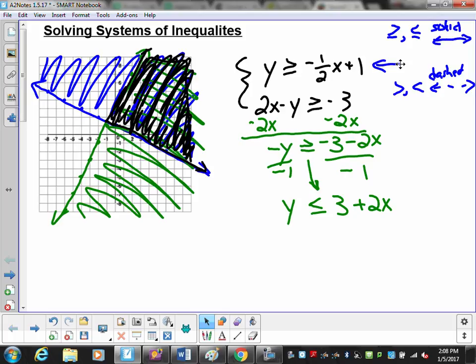Something that is used with this a lot is something called linear programming. It gets into a computer-based thing, which we may deal a little bit with, but we won't deal a ton.